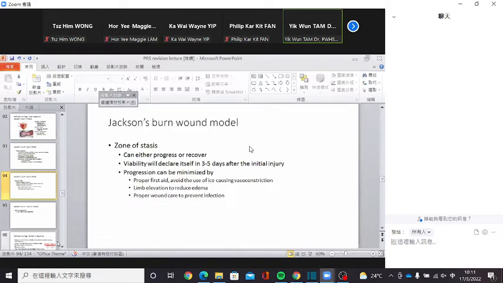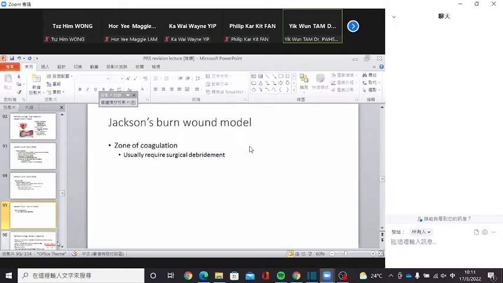So the zone of stasis could either progress or recover, and it will declare itself 3 to 5 days after the initial injury. And the progression could be minimized by appropriate first aid, limb elevation, and proper wound care to prevent infection. The zone of coagulation is where surgical debridement is needed, with no potential for spontaneous recovery.